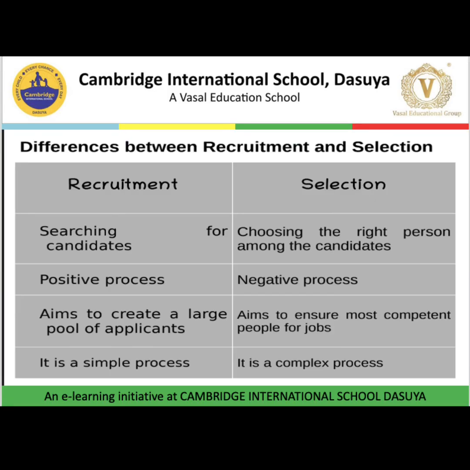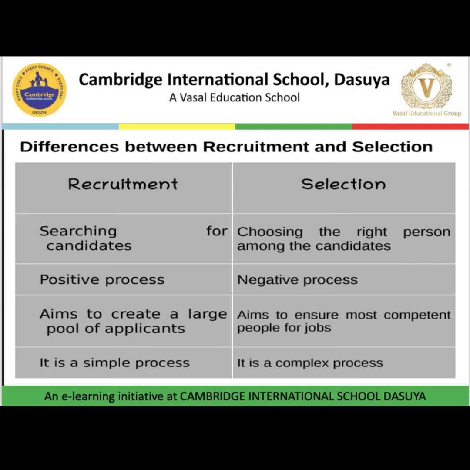Now students, we will study what are the differences between recruitment and selection. Recruitment, where we need to search the suitable candidate for the vacant post. And in selection, we are selecting the right person. Second, recruitment, it is a positive process because with the help of advertisement, we are going to attract large number of people to apply for the job.